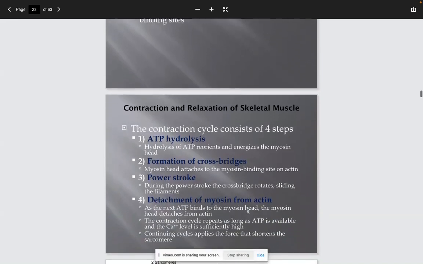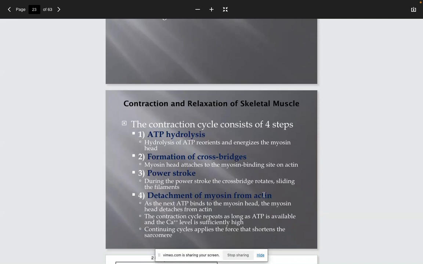So I'd like for you to know these 4 different steps. These are going to be important. I think that you guys should just write these down, practice understanding the different mechanism, the underlying function of contraction. So in order for contraction to begin, we're going to have ATP hydrolysis. This is where a water molecule moves in and hydrolyzes ATP, and this is going to energize the myosin head.